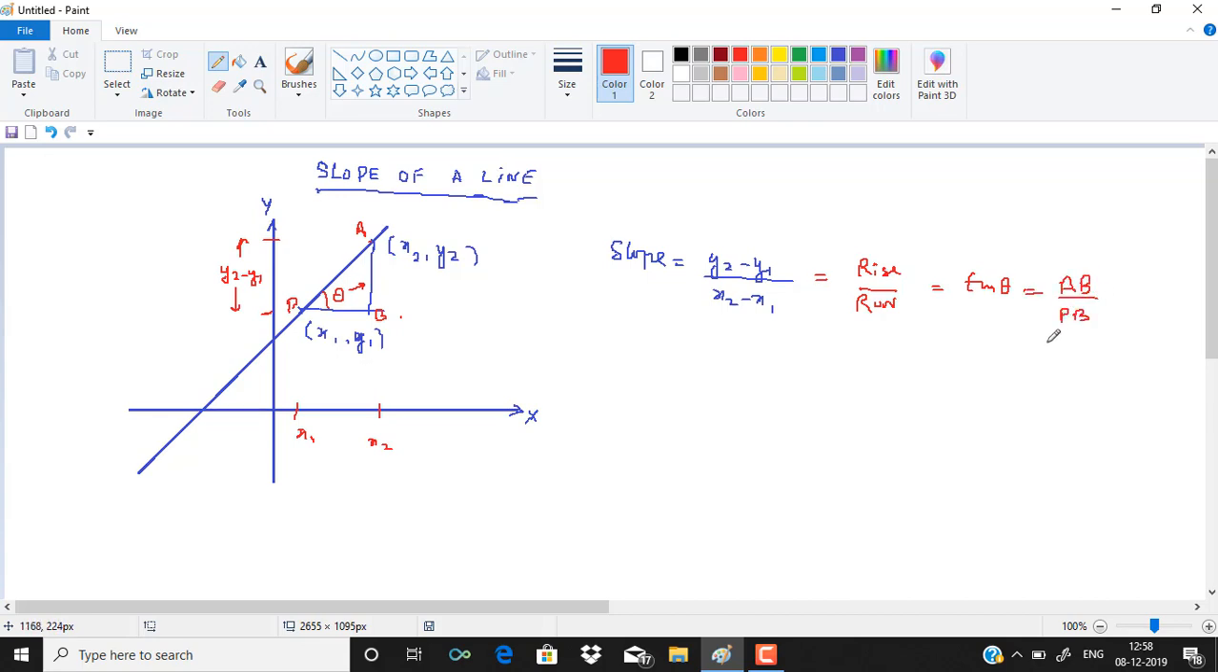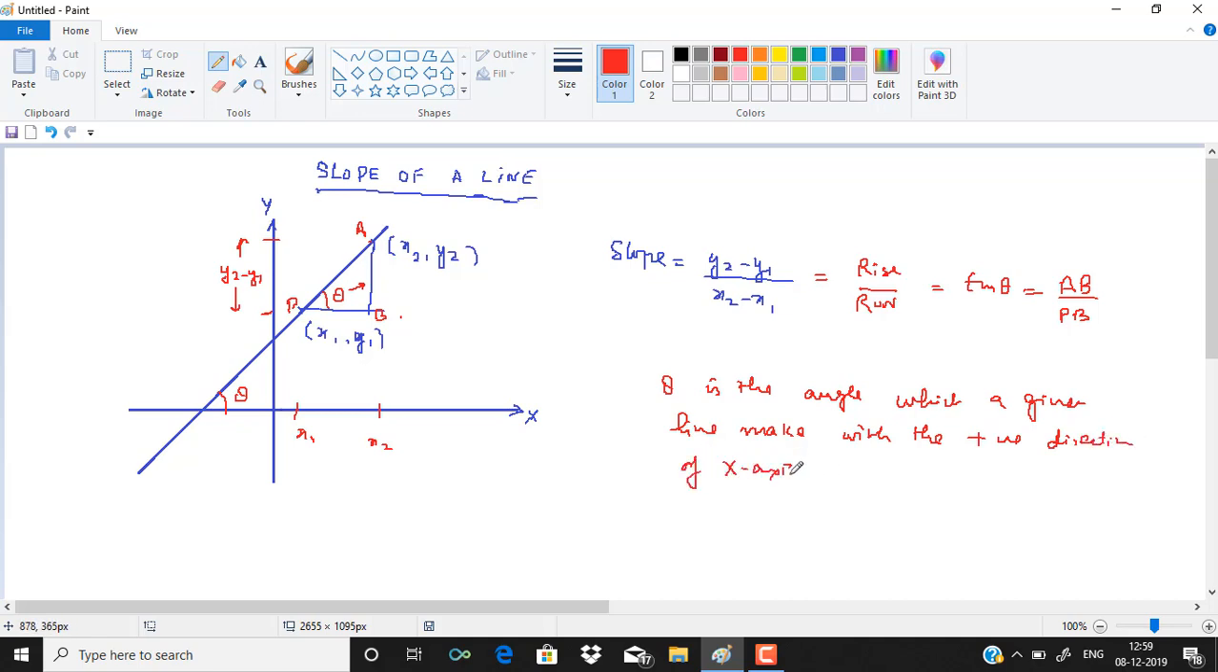And what's the length of line AB? It is y2 minus y1 and PB is x2 minus x1. Right? So slope of a line is rise upon run, or tan theta, where theta is the angle which a given line makes with the positive direction of x-axis, right?